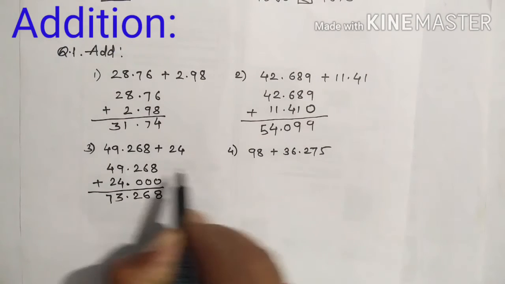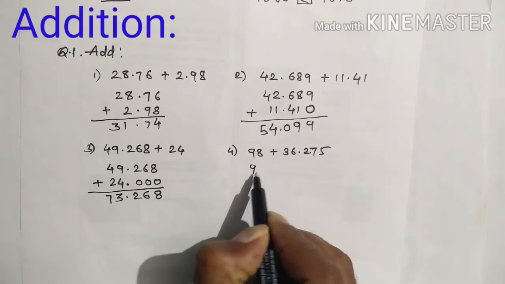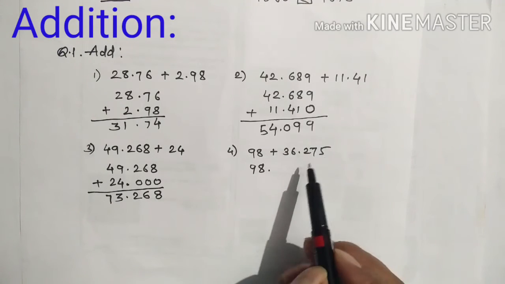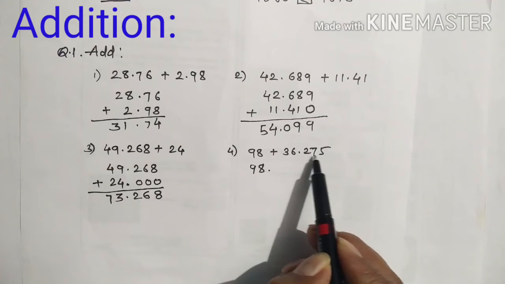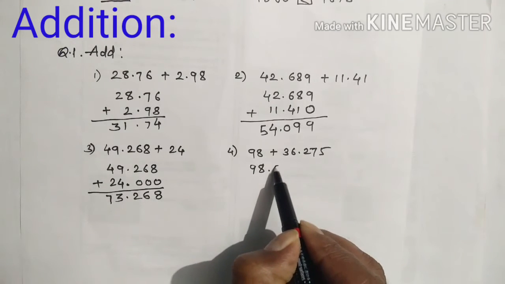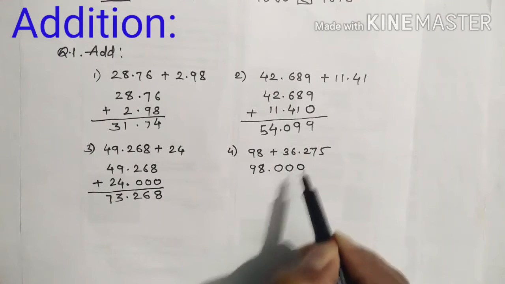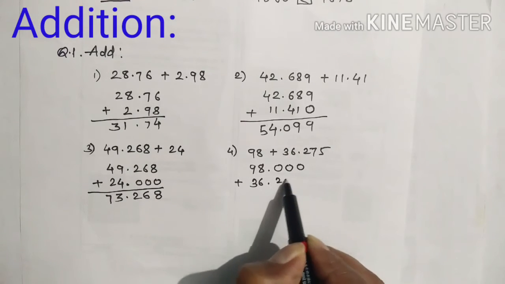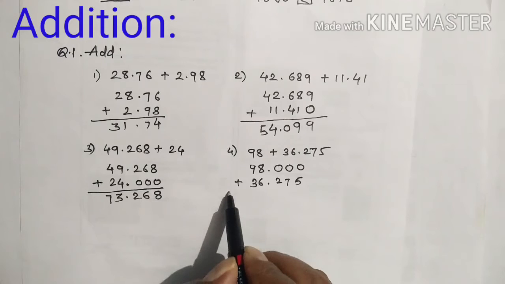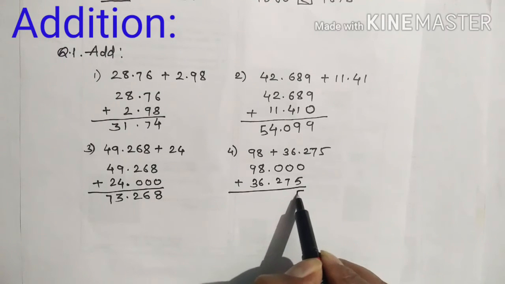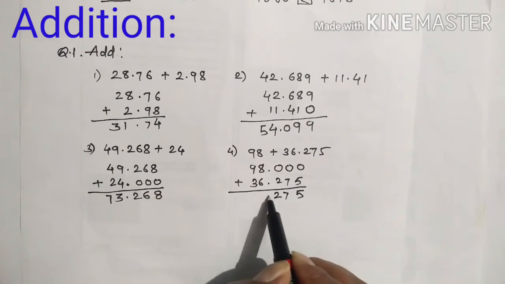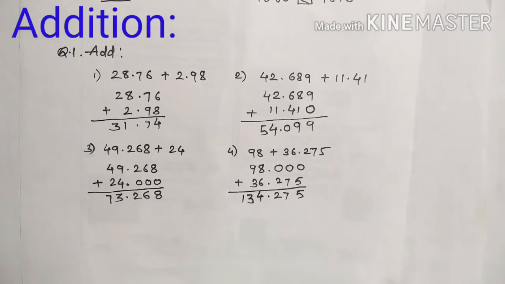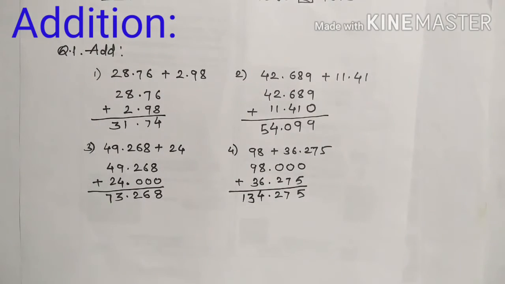Okay, so like this only. 98 is nothing but 98 point. How many zeros do we have to add? 3 decimal places are here, that's why we have to add 3 zeros like this. Then plus 36.275, like this we have to arrange and we have to add. Okay, 8 plus 6 is 14, carry 1, 10 plus 3 is 13, like this we have to add.